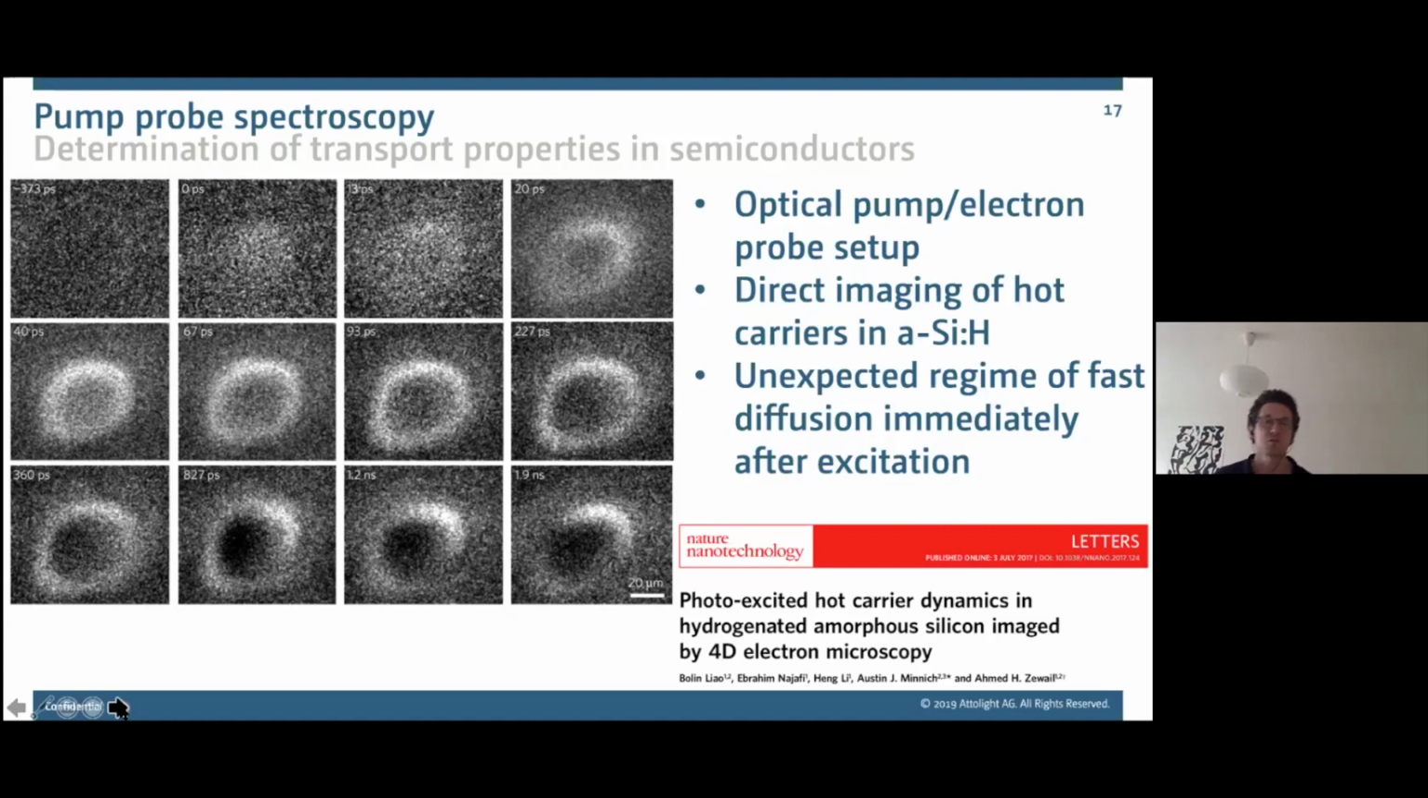Which is kind of counterintuitive, because you're really talking about amorphous materials, so full of defects and stuff. So this is not done with one of our tools, but this is an option that we have mounted already at the customer site. So really pump probe spectroscopy, using an optical pump to excite the material and an electron probe to try and see how this material reacts, is definitely something that is of interest.